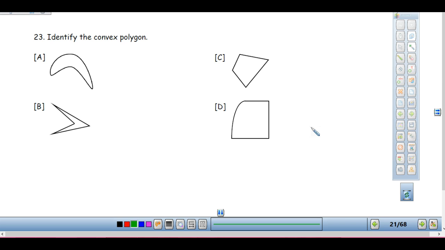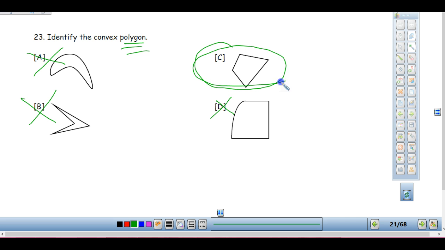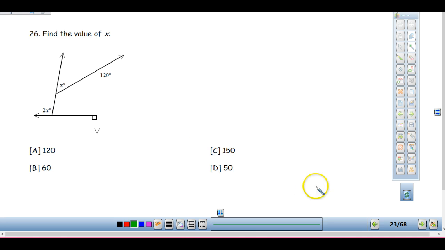Alright, convex polygon. Remember, concave means it goes in. So B is out, A is out. Okay, and remember, a polygon has to have straight sides. So D is out because it's got that curve. And our convex polygon is C. Oops, skip one.